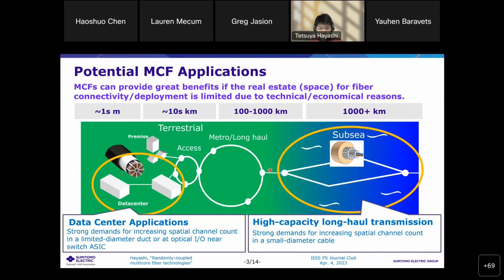One strong potential application is submarine long-haul transmission systems, and the other is data center applications, where very high density and high fiber count cables are necessary.